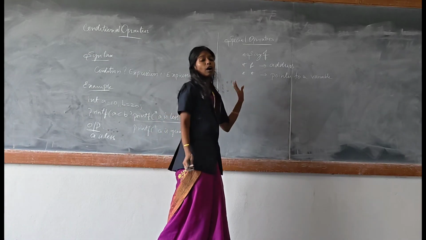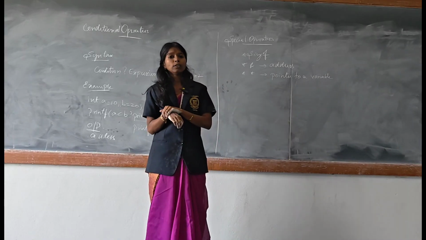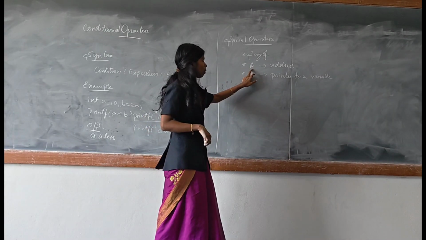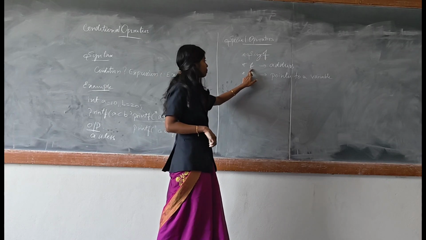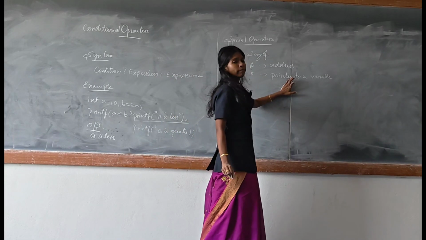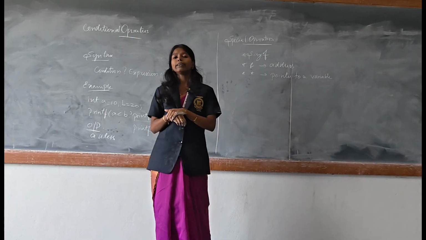Next we have the last operator, the special operator. Here we have three operators: the sizeof operator, the address operator, which returns the address of the variable name, and the star, which specifies a pointer to a variable. These are the operators.